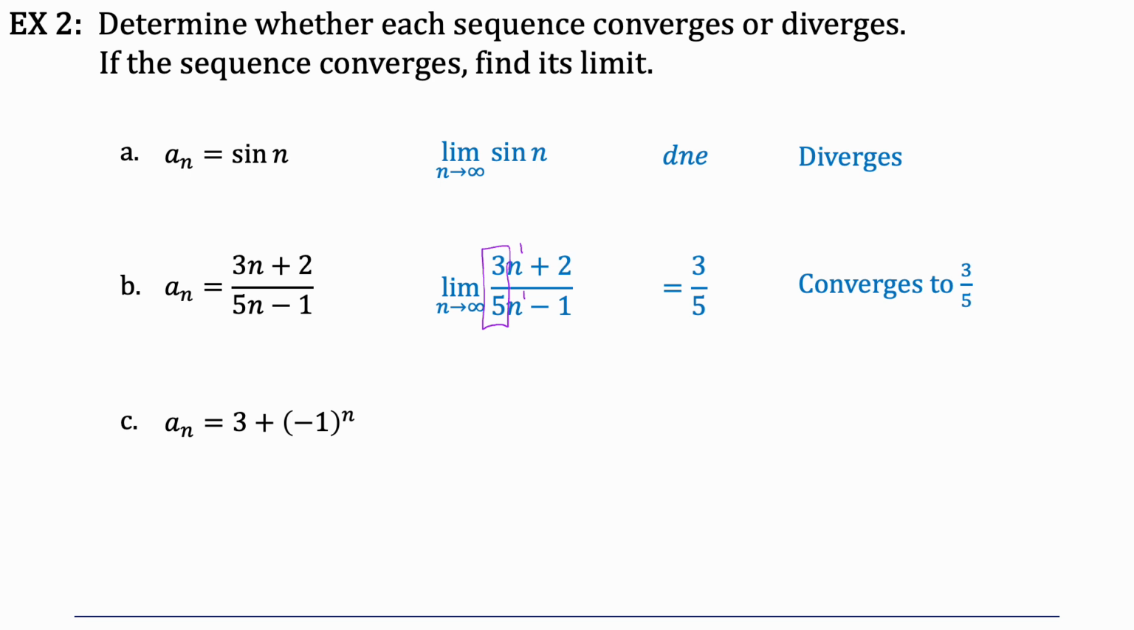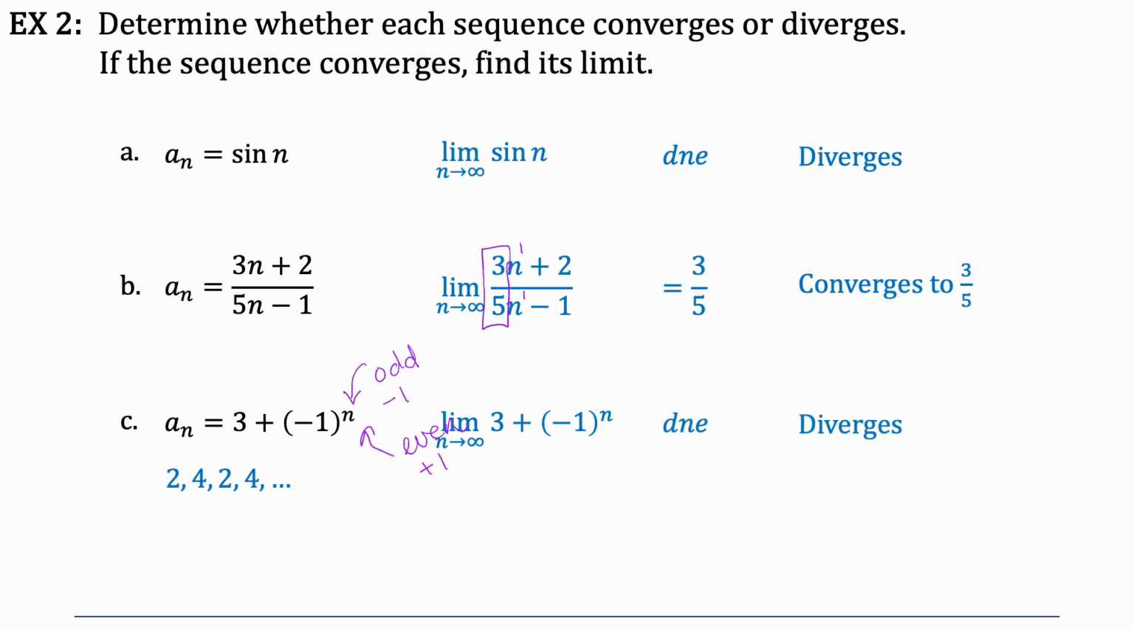What about C? 3 plus -1 to the n. So if n is odd, we're going to subtract 1. If n is even, we're going to add 1. So it would be 3 minus 1, and then 3 plus 1, and then 3 minus 1, and then 3 plus 1, just back and forth between 2 and 4. So the limit as n approaches infinity of this doesn't exist. This would be a divergent sequence.